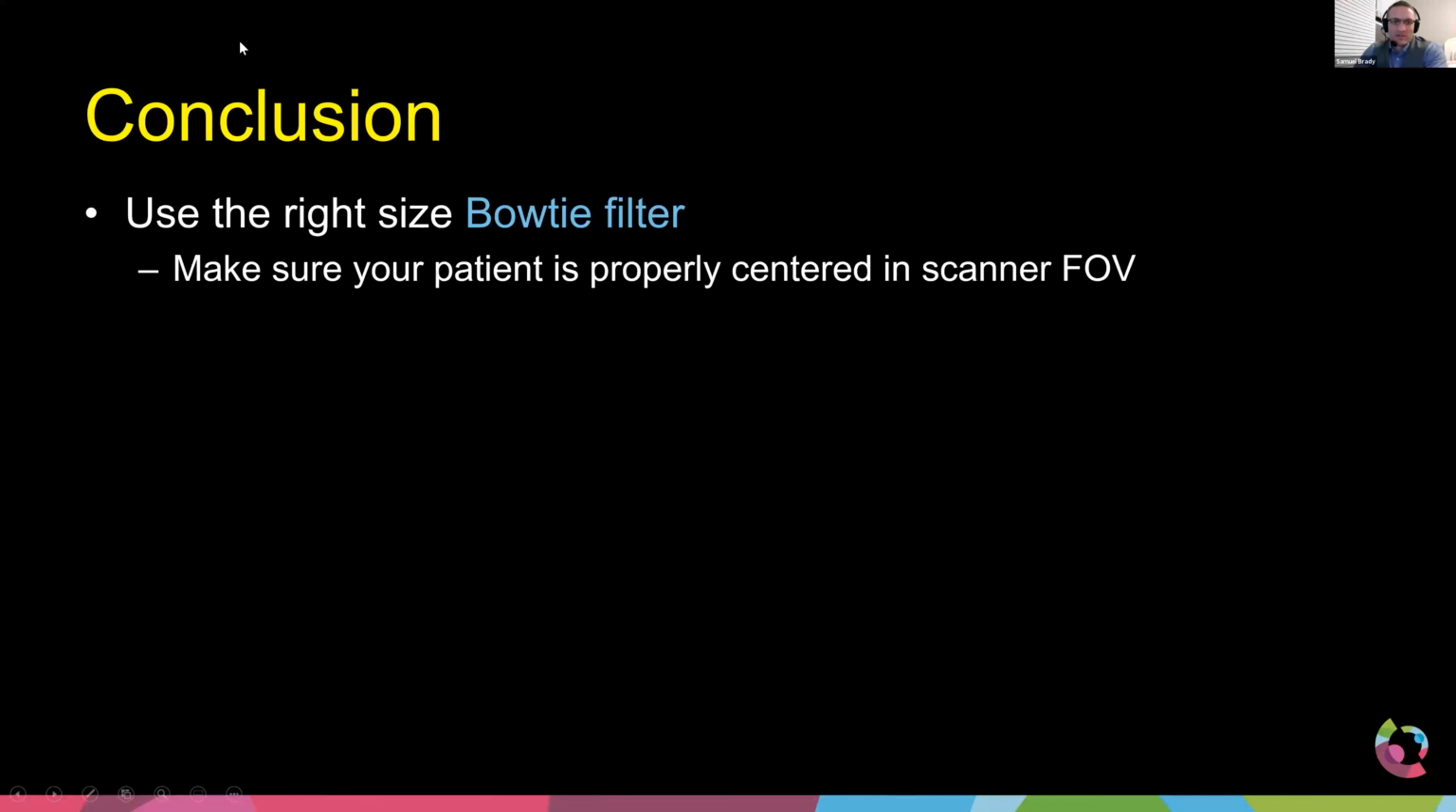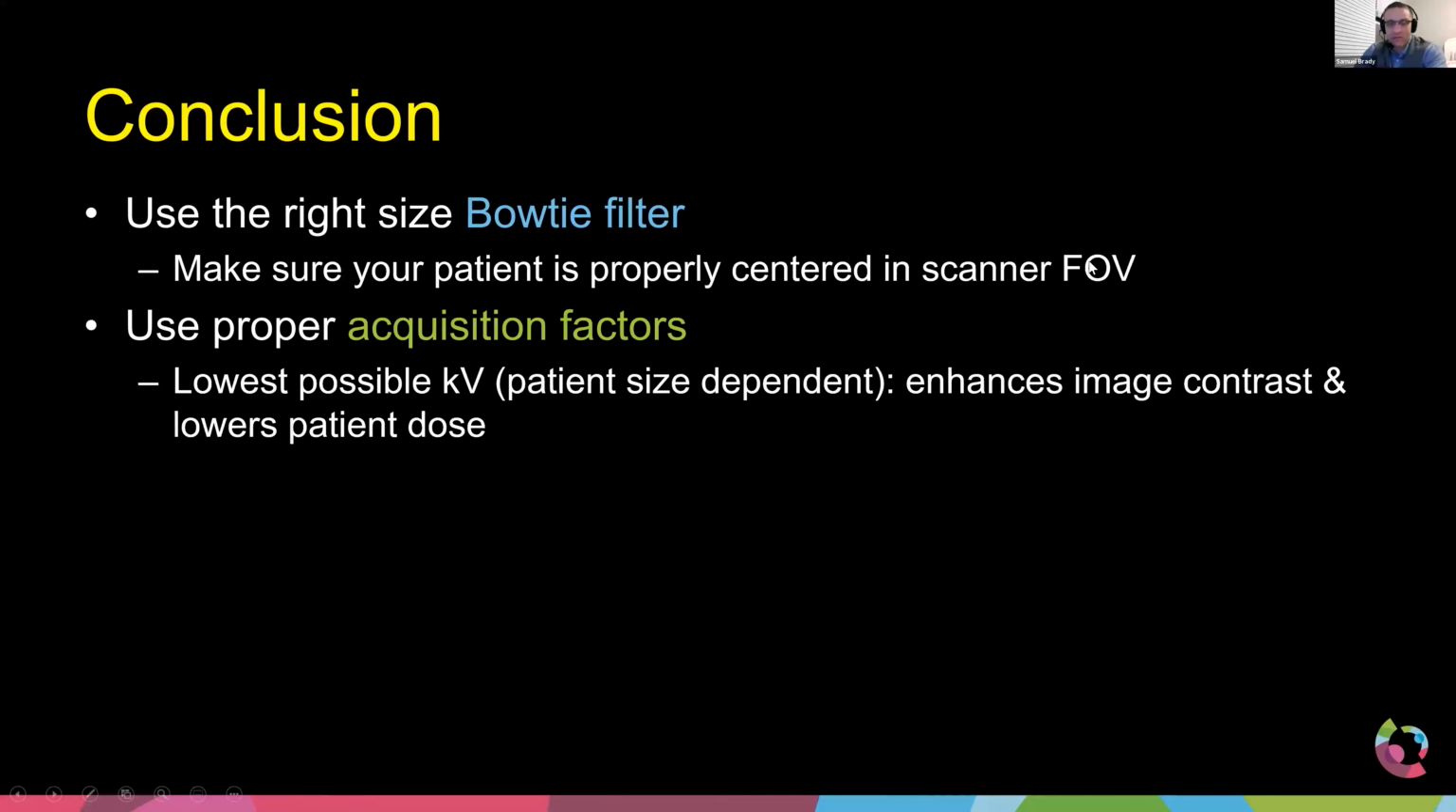All right, so in conclusion, use the right size bow tie filter. That's the same as we talked about last time too. Make sure your patient is centered because that directly affects the radiation output to the patient. Use the proper acquisition factors. Where possible, use the lowest kV. Obviously, really big patients can't use low kV, but where possible, use the lowest kV. It enhances image contrast and it lowers patient dose.